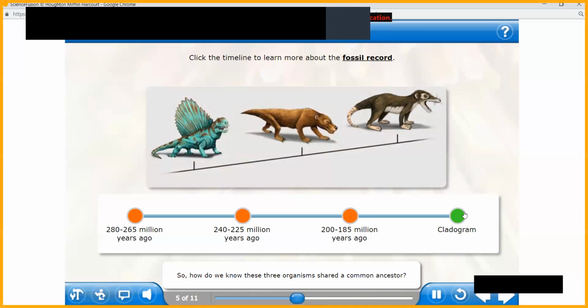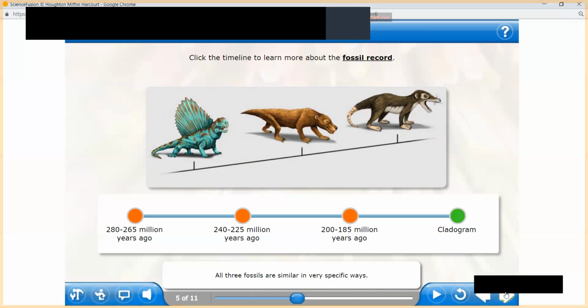So, how do we know these three organisms shared a common ancestor? All three fossils share the common ancestor with similar structure, similar DNA, and similar development. We have seen that, right? Yeah, I've seen it in the book. That's what they will show you in the next video.